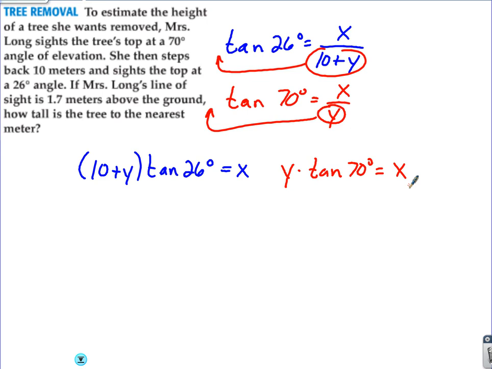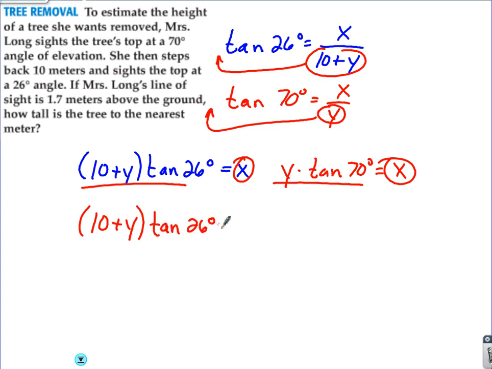So let me ask you something. From this equation to this equation, has the height of that tree changed any? X is x. X was the height of the tree. The height of the tree has not changed any. So doesn't this height equal this height? What property am I about to use? This is equal to x. This is also equal to x. So what's going to be true about this and this? They're equal to each other. What property is that? Transitive. Good. So I have 10 plus y times tangent of 26 equals y times tangent of 70.